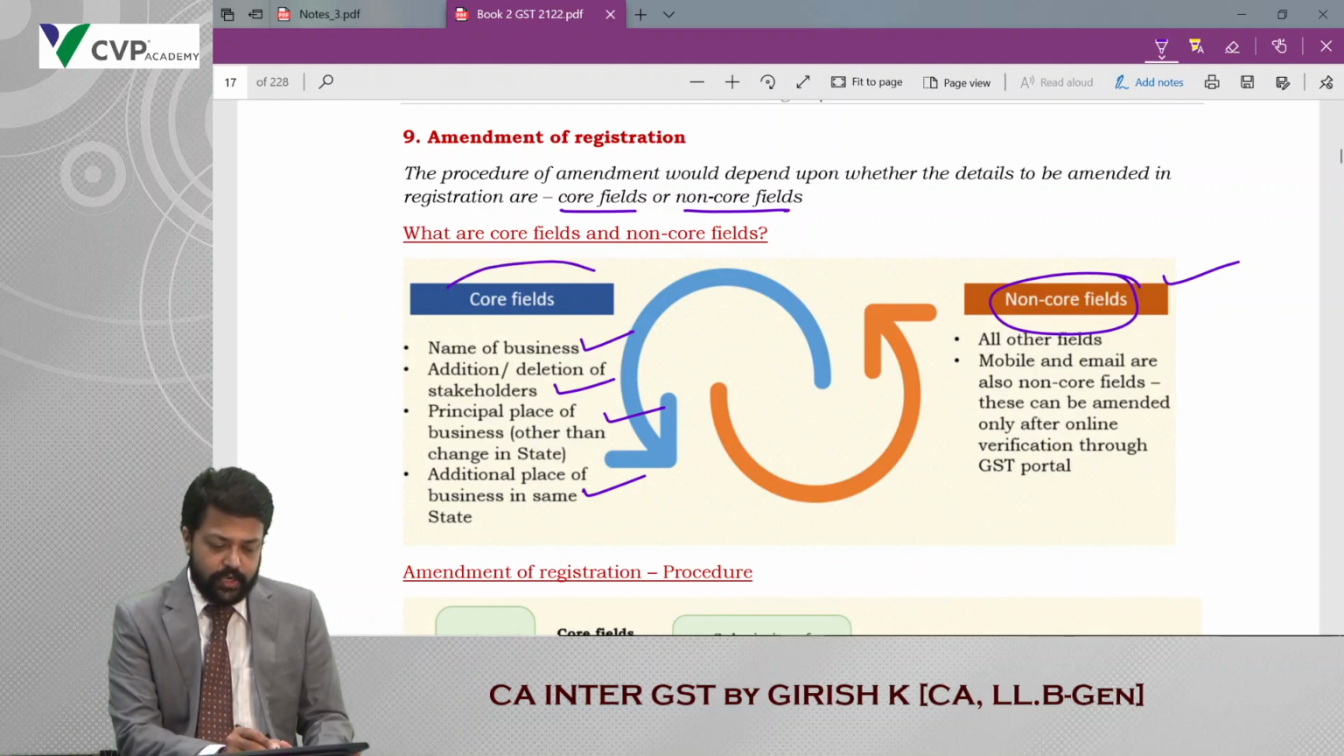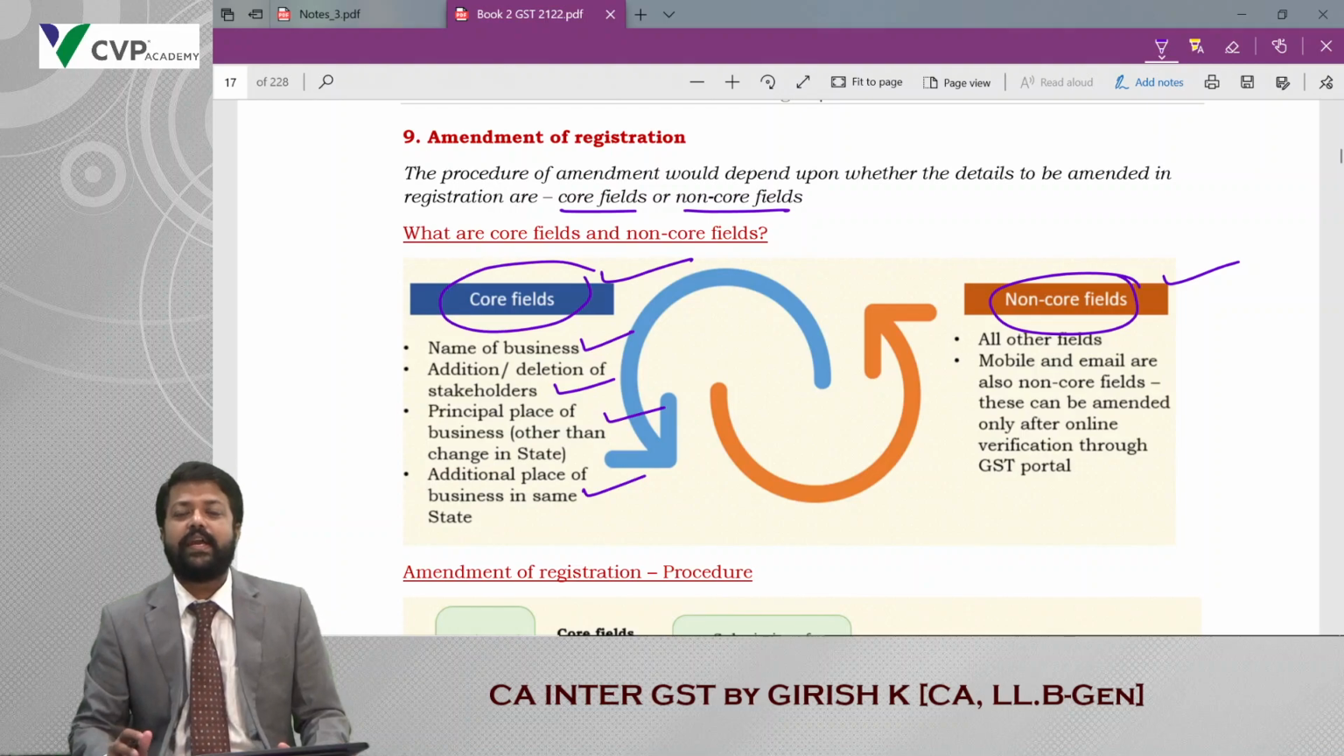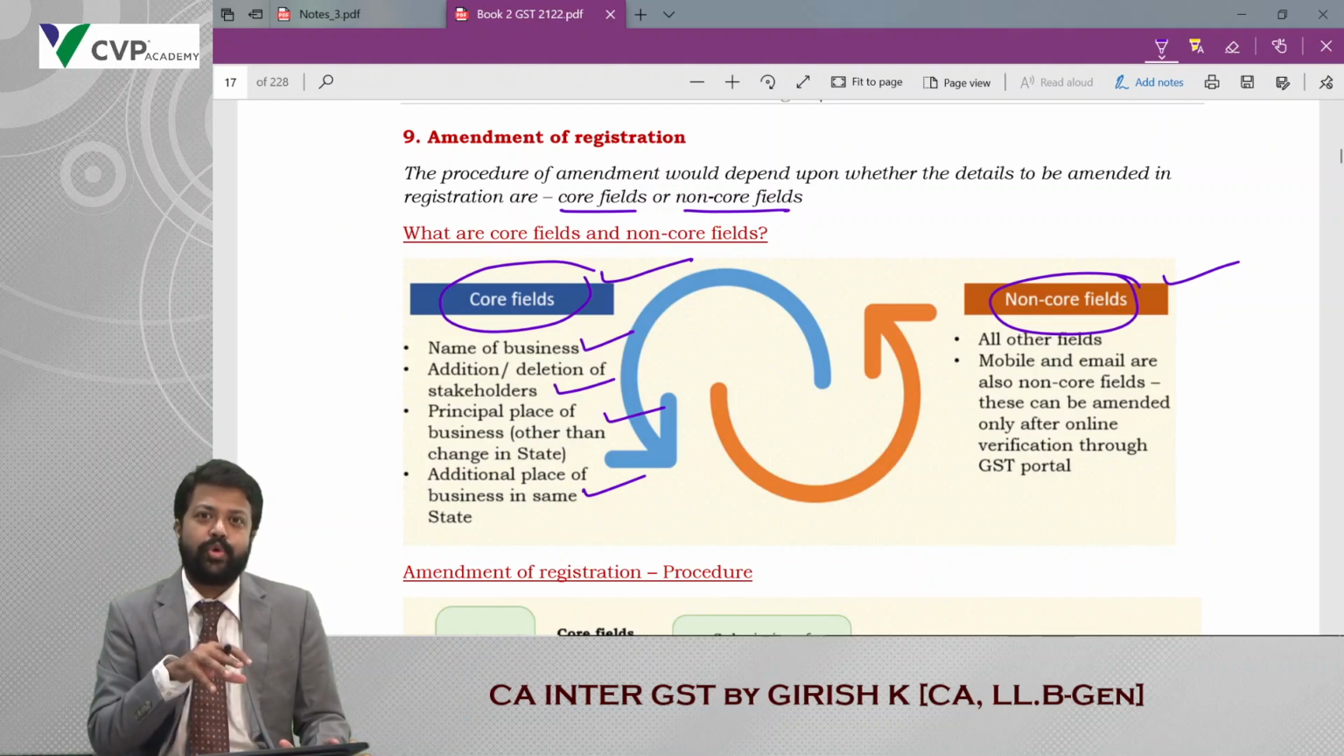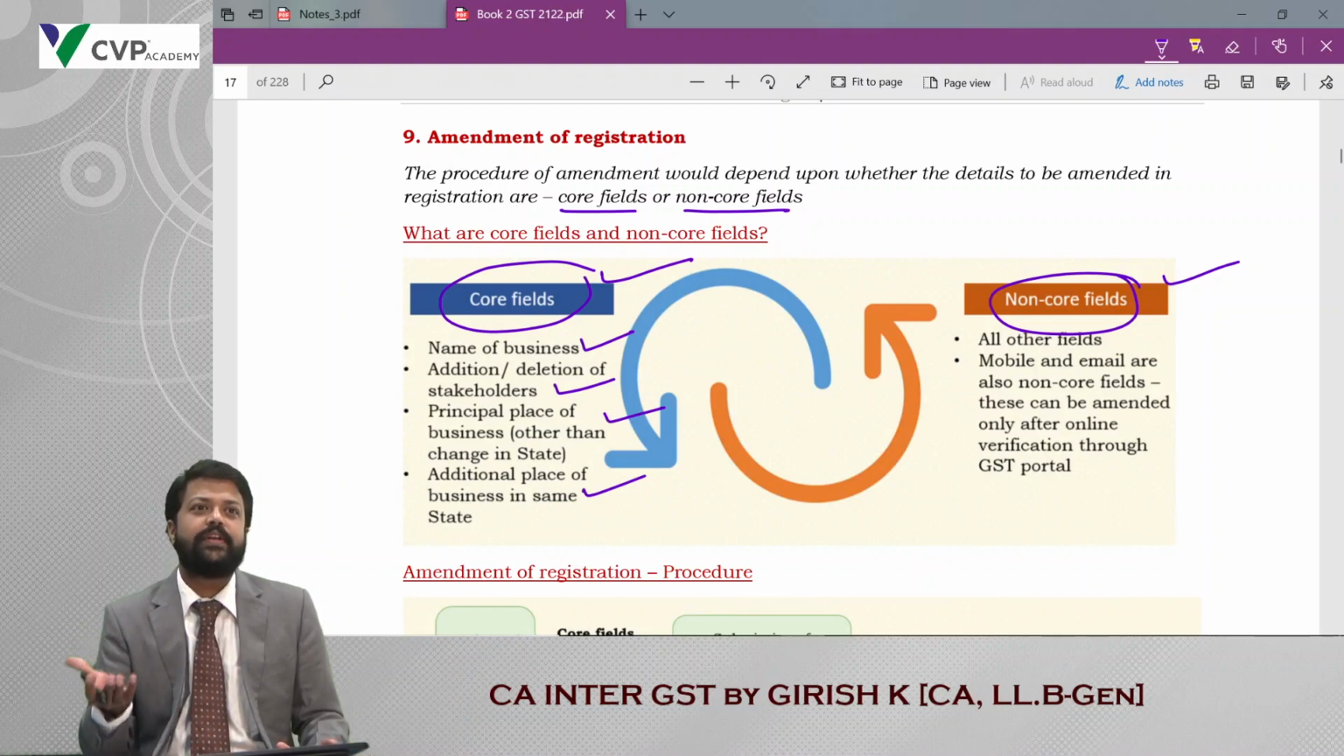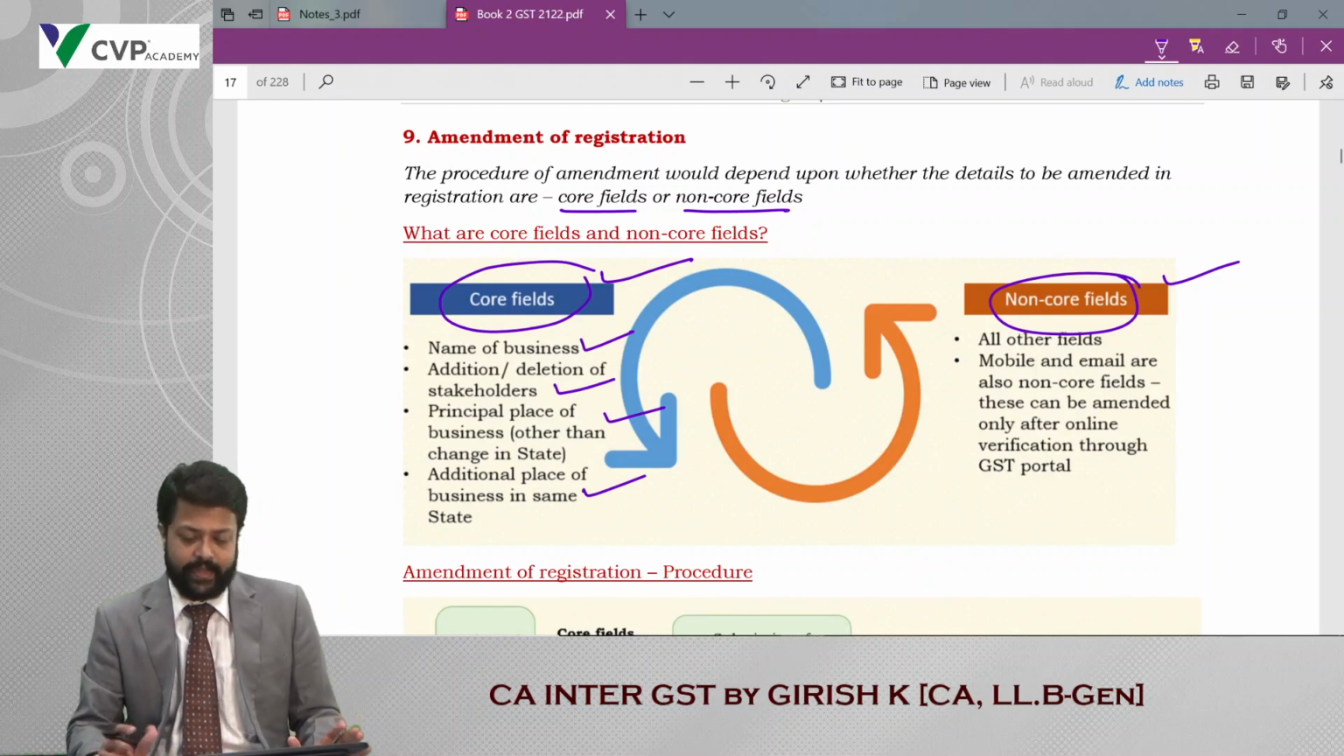So the procedure to amend the core fields is relatively longer than for the non-core fields. Similar to the original registration, we submit the details along with the documentary evidences, and that is verified by the authority. Further, after the verification, if the authorities are satisfied, the amendment is effected. So that is how there is a difference between core and non-core fields.